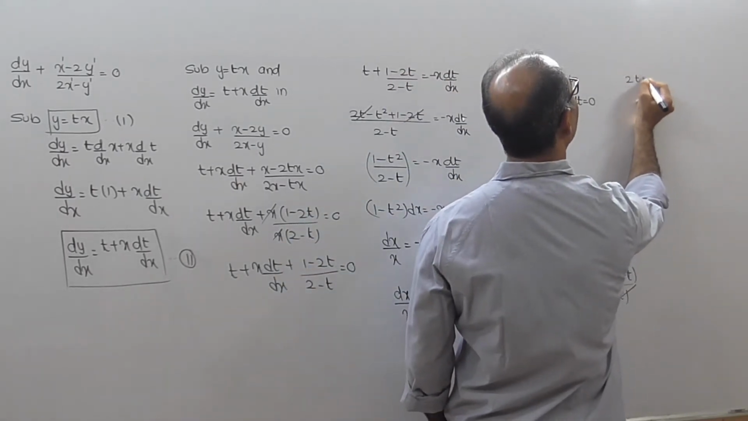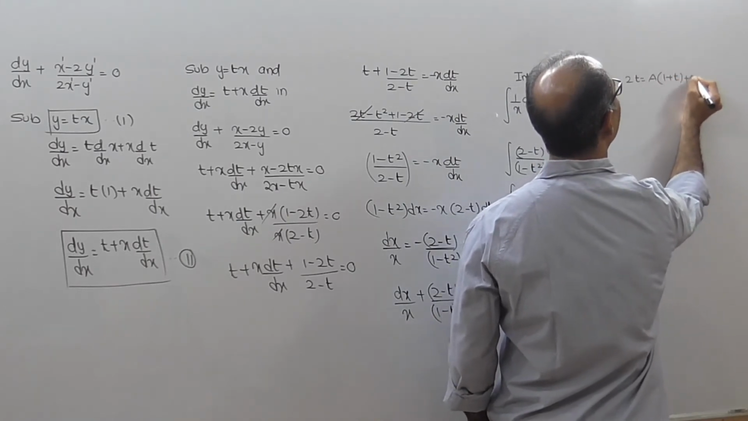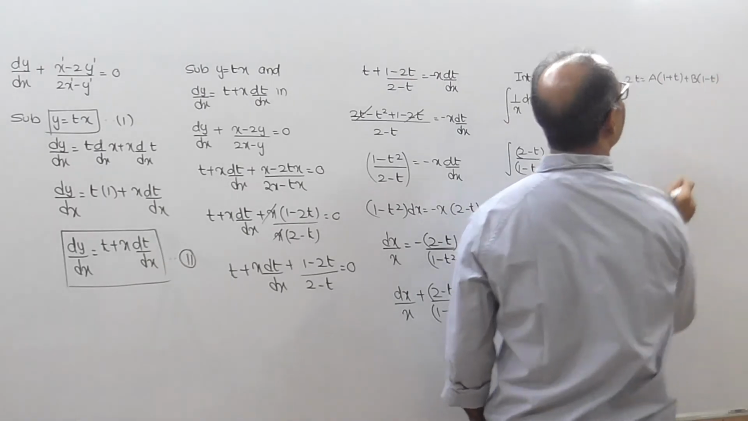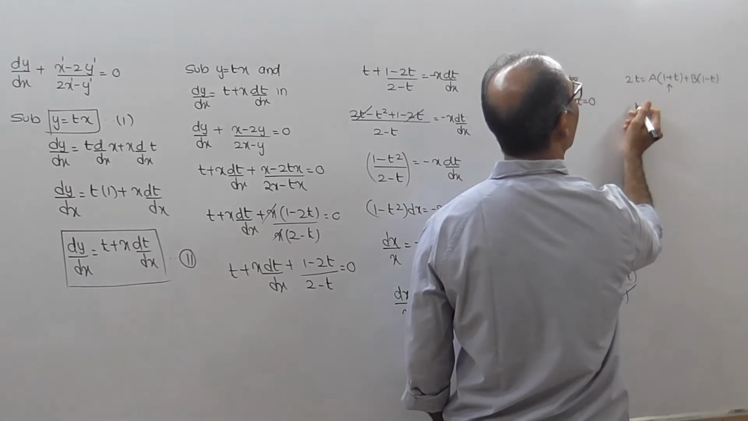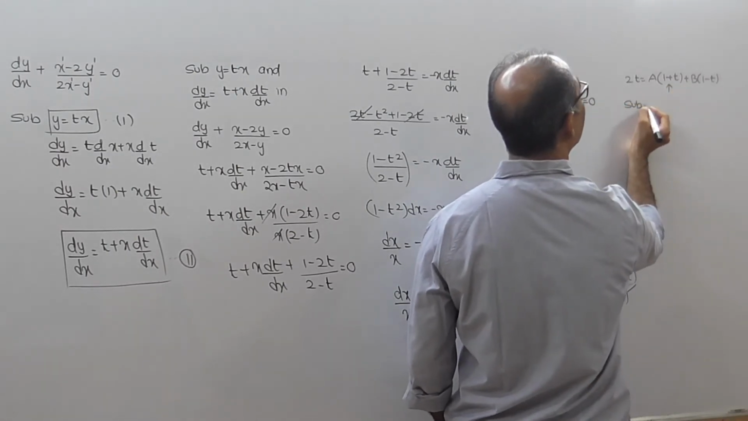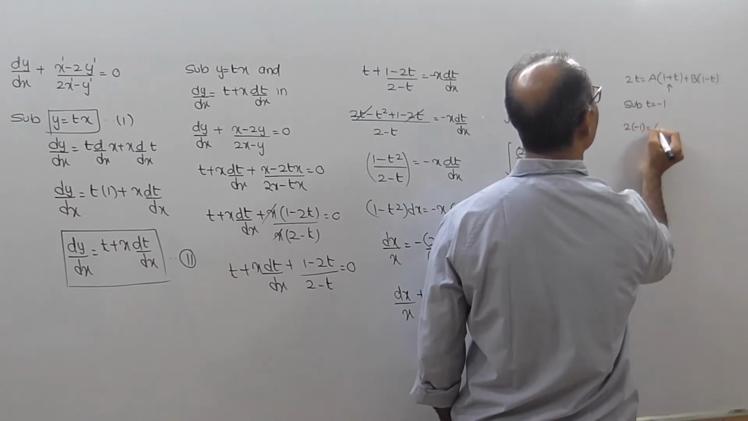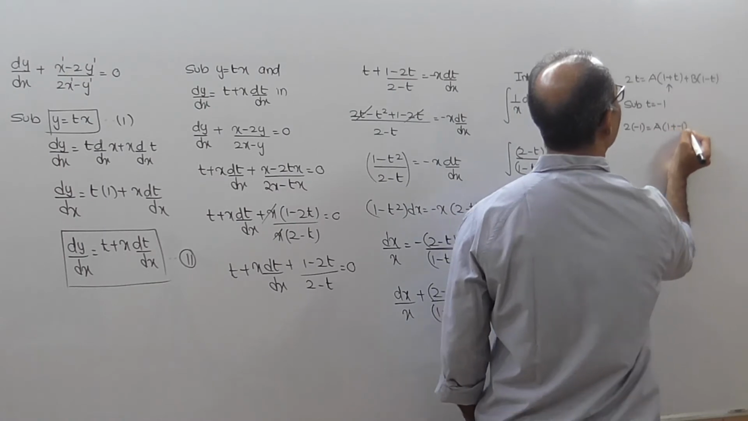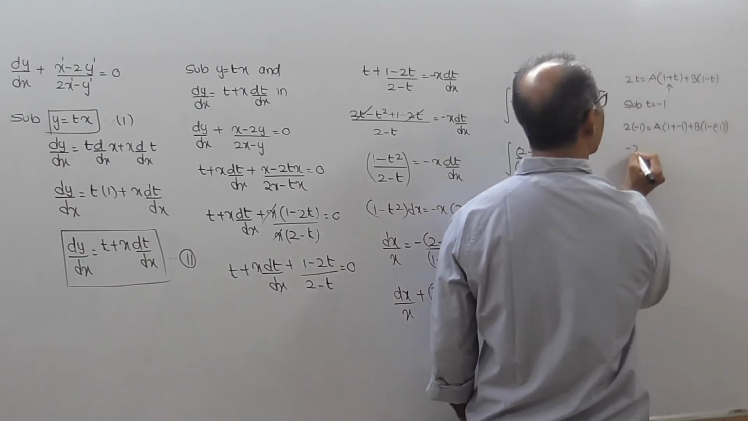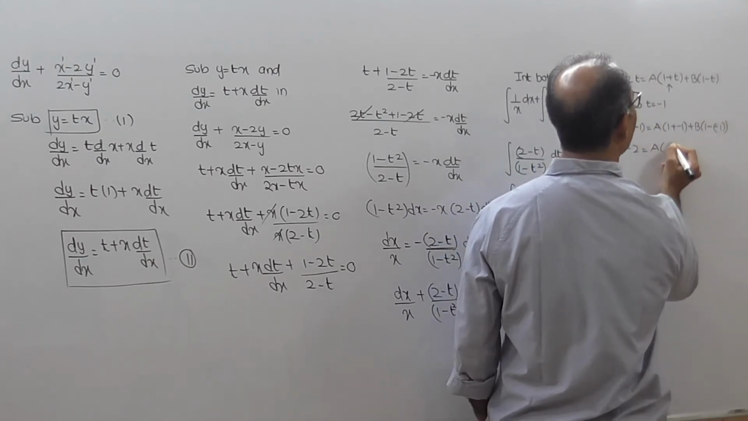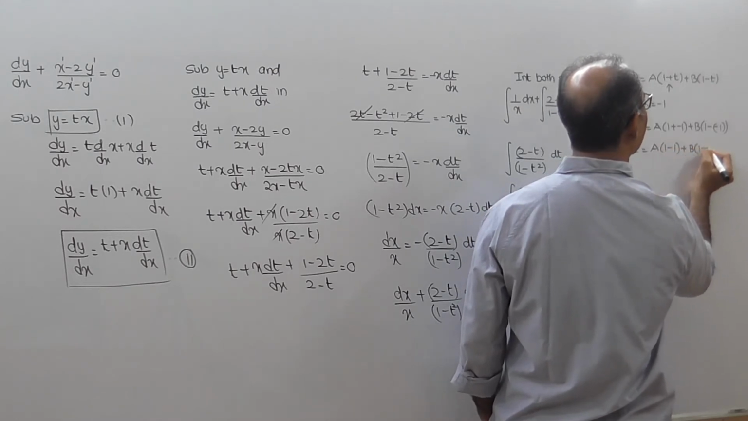So we have 2 minus t equal to a into 1 plus t plus b into 1 minus t. Now what you do is try to make this 0. If you have to make this 0, we will substitute t equal to minus 1. So we get 2 into minus 1 equals a into 1 plus minus 1 plus b into 1 minus minus 1. So this is minus 2, this is a into 1 minus 1, that is 0, and 1 minus of minus 1 is 1 plus 1.